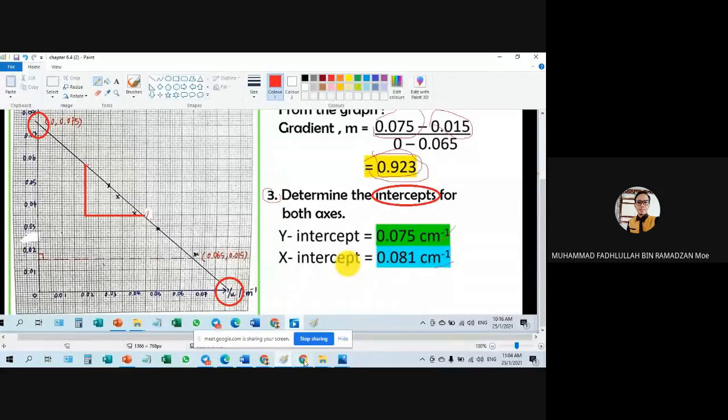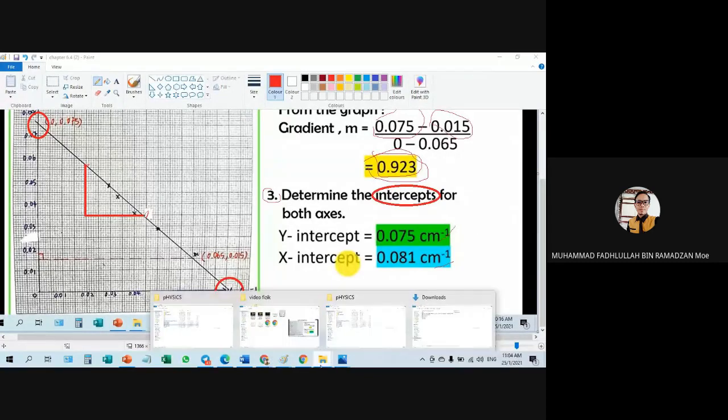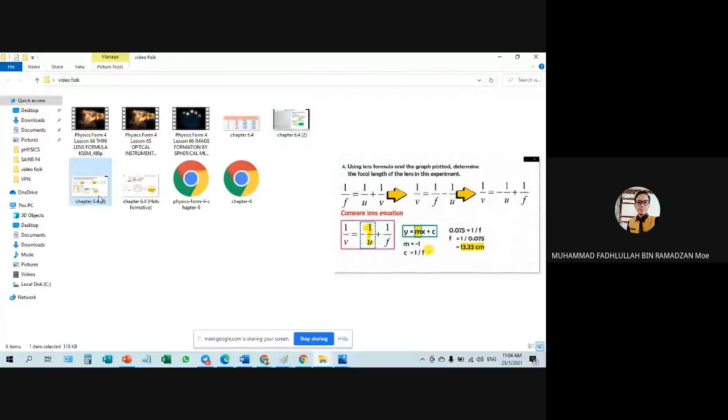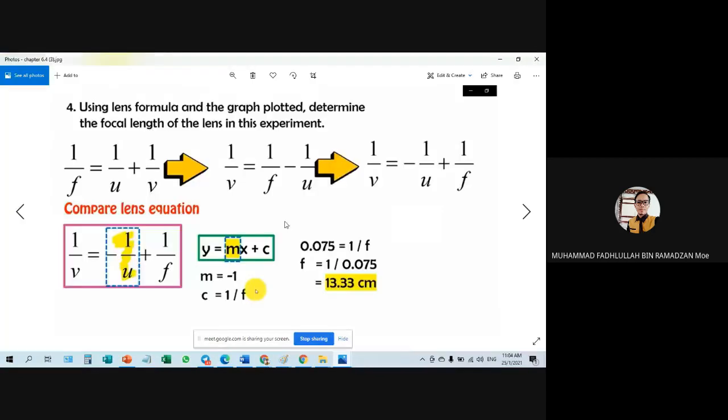Okay. Next. Using lens formula and the graph plotted, determine the focal length of the lens in this experiment. Okay, the next question. Using lens formula and the graph plotted, determine the focal length of the lens in this experiment.